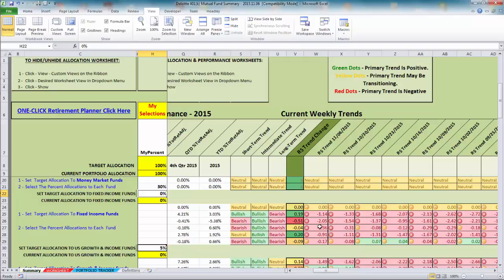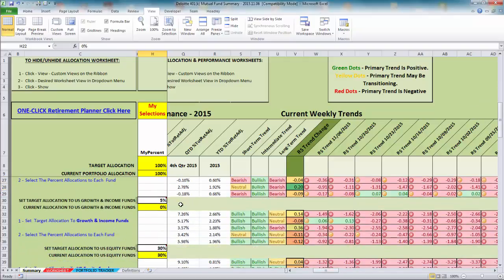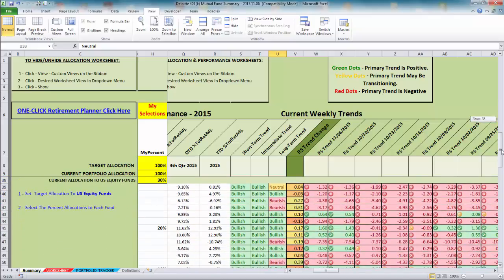When we go to our fixed income, we're still seeing red lights to the right and left, so again, there's nothing to do there. We have a 5% allocation we'd like to be in our U.S. growth and income. We see 2 green lights. We'd like to see this one change to green, and when we see that, we'll go ahead and allocate our 5% back here. But until then, we're going to stay in the money market.